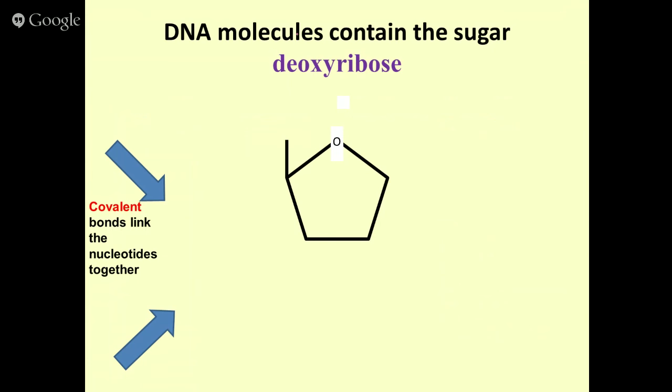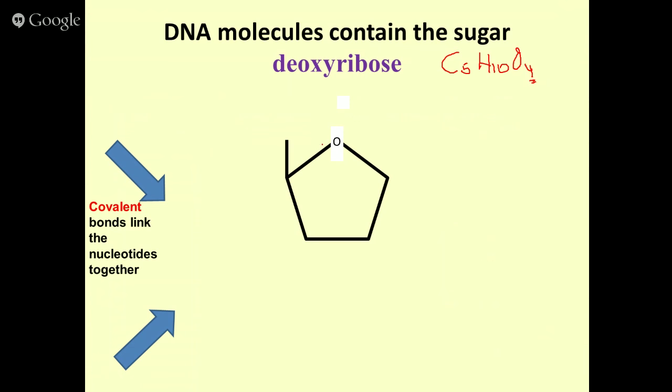So remember, DNA molecules contain the sugar called deoxyribose. And if you write out the chemical formula for that sugar, there are 5 carbons, C5, there are 10 hydrogens, H10, and then there are 4 oxygens, because remember, 1 oxygen's missing. That's why it's called deoxyribose.